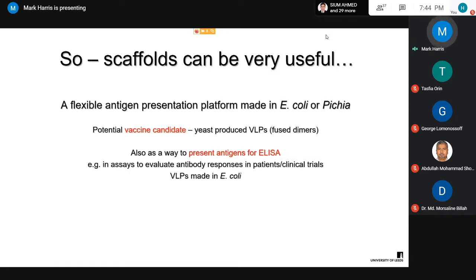So scaffolds can be very useful. And I've shown you a flexible antigen presentation platform where we can make that in either E. coli or Pichia. And we also know we can make that in plant cells. And this could be used, I think, in two ways. We could use it as a potential vaccine candidate, but we could also use it as a way to present antigens for ELISA. So we need to detect antibody responses in patients in clinical trials, particularly for all the COVID trials that are going on, and to monitor what happens for recovering patients, for example. And so we're in the process of evaluating this with colleagues in Oxford.